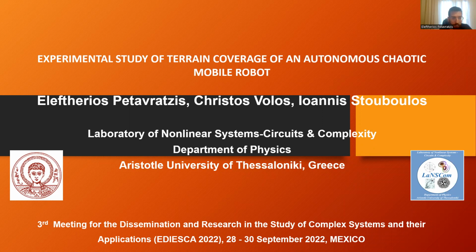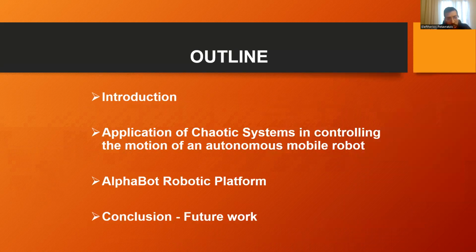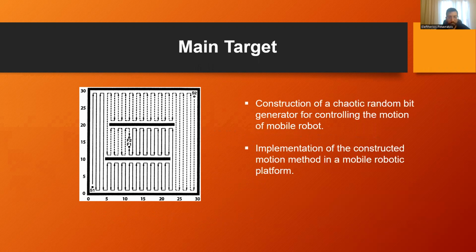So let's begin. As I said, our first goal is to create strategies that we can control the motion of an autonomous mobile robot. And in order to do that, we decide that we're going to use the chaotic systems. Also, these systems are going to be used for controlling the behavior of an Alphabot robotic platform. And from this platform, we're going to have some conclusions and future work that can be done.